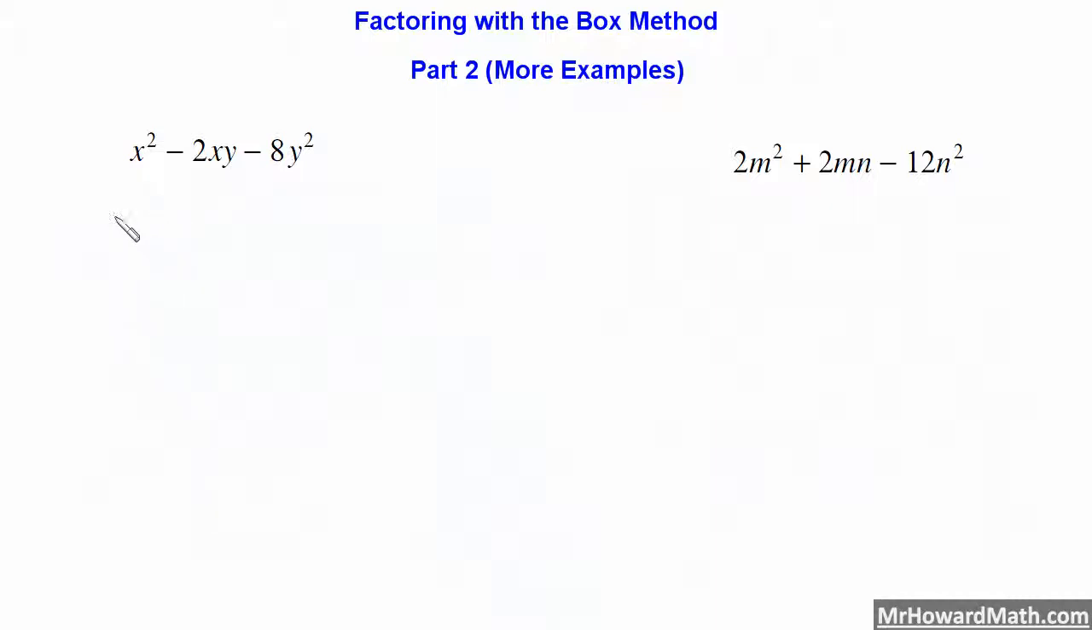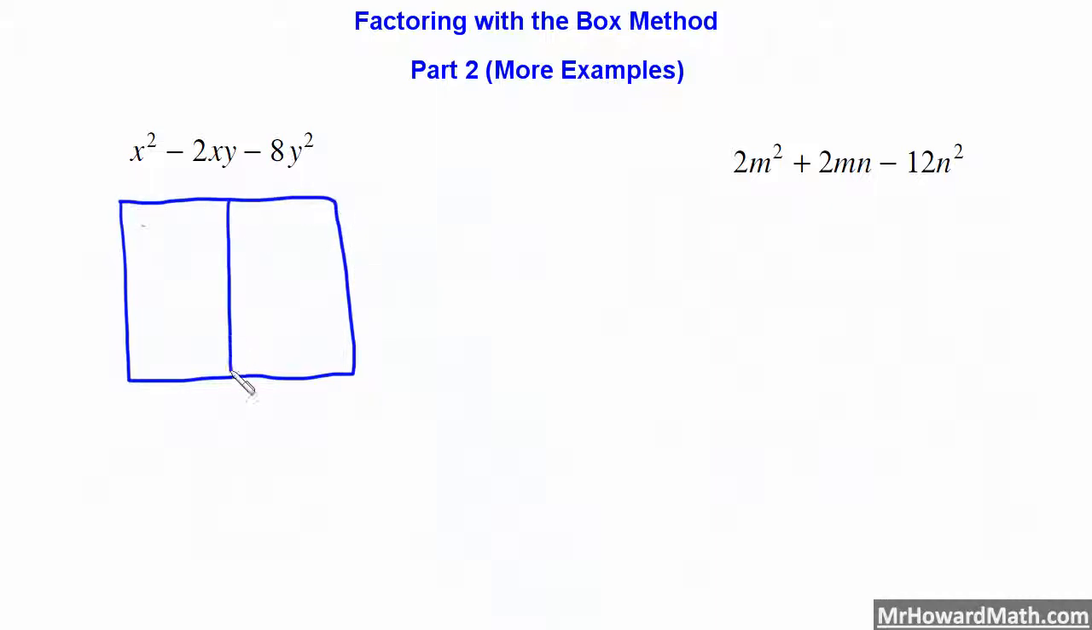Okay, so first thing we do, we look for a greatest common factor that we can factor out of this trinomial first, and we don't see one. We also look for a negative coefficient for our squared term. We don't have that, so we can just start with the box method. So you can see again that we have two different variables. We have an x and y in this, but that's no problem for the box method.